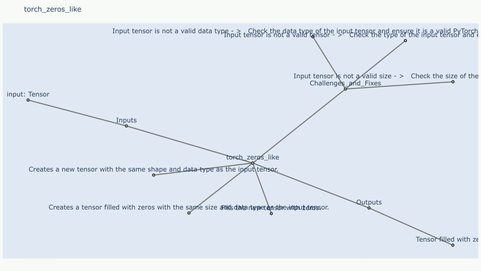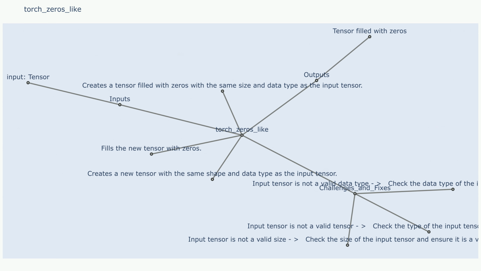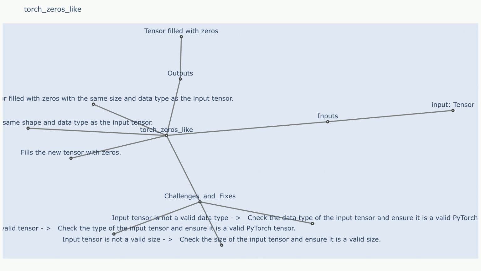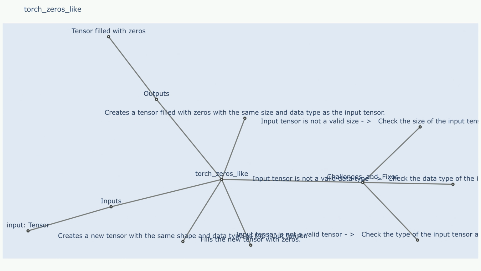Challenge 2: unexpected shape, attempting to create a tensor with a different shape than the input tensor. Sample use case that resulted in challenge 2. Input tensor: torch.ones(2, 3). Output: torch.zeros_like(input tensor), answer shape (3, 2). Fixes to challenge 2. Don't explicitly specify the shape when using torch.zeros_like. If you need a different shape, use torch.zeros with the desired shape and data type.